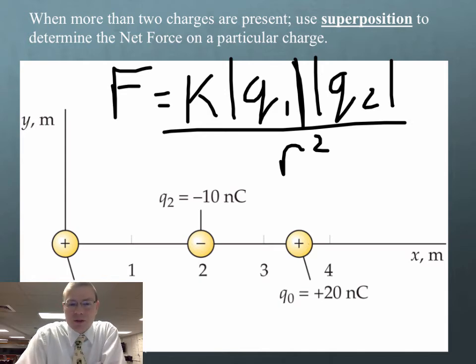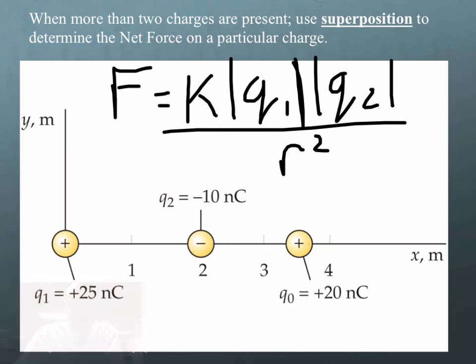So in this problem right here, we've got three charges. We've got Q1, Q2, and Q0. So if I want to look at the interaction of charge 1 with the other charges here, charge 2 is going to attract it forward. So it's going to want to move to the right. Charge 0, on the other hand, is positive. So charge 0 is going to want to repel it to the left.